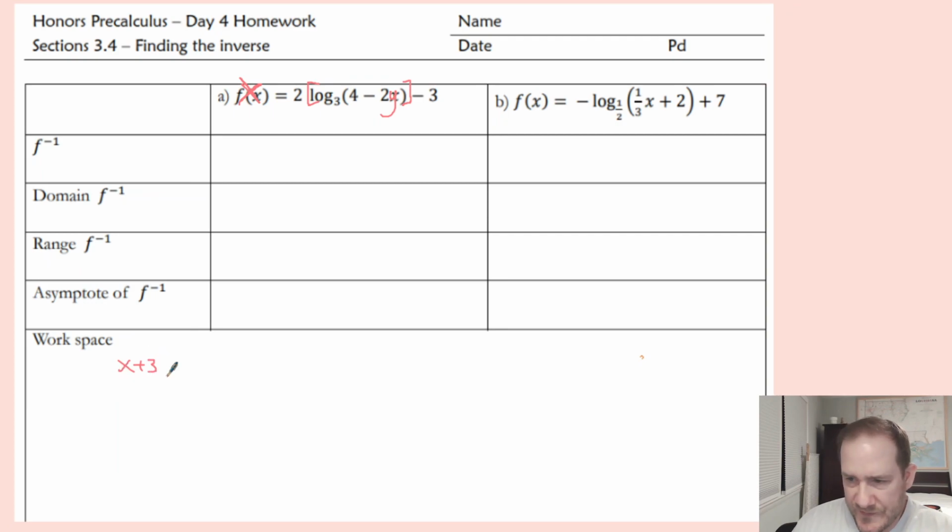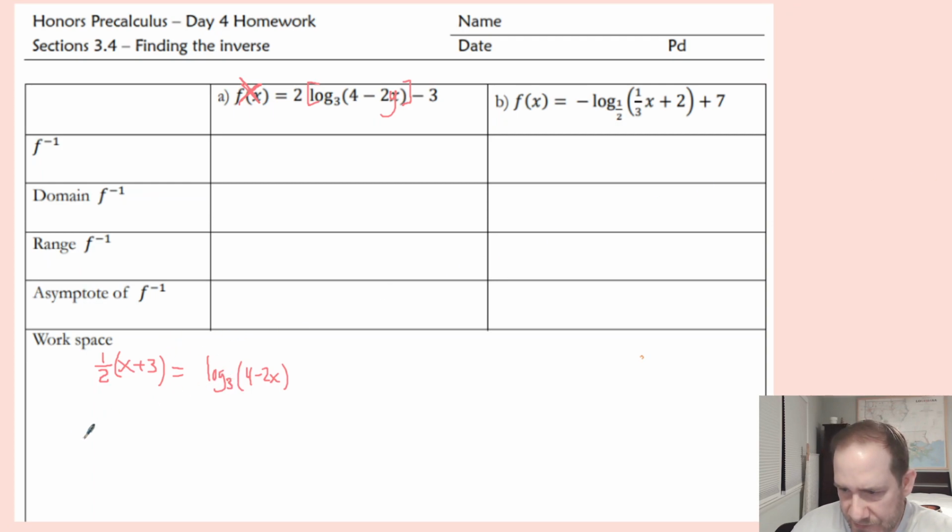And then rather than divide by 2, y'all should know by now, I prefer my coefficients. Just multiply by 1/2 instead. This is now equal to the isolated log, base 3, 4 minus 2x. So I can now convert this to exponential notation.